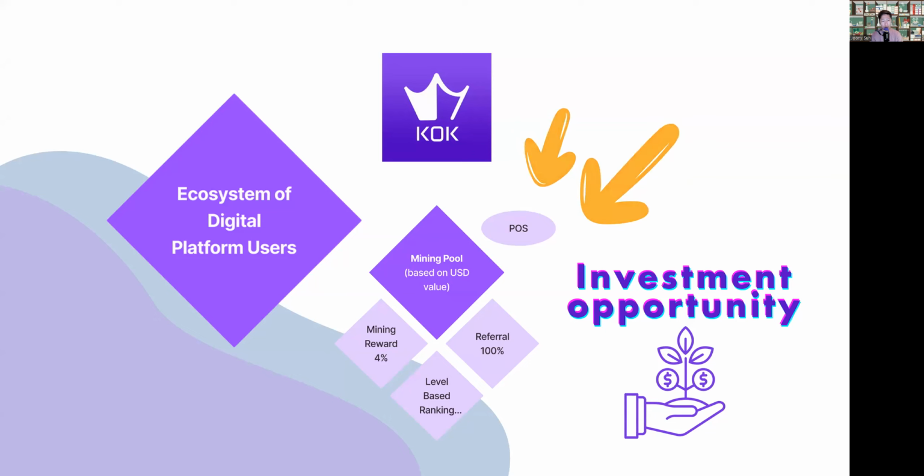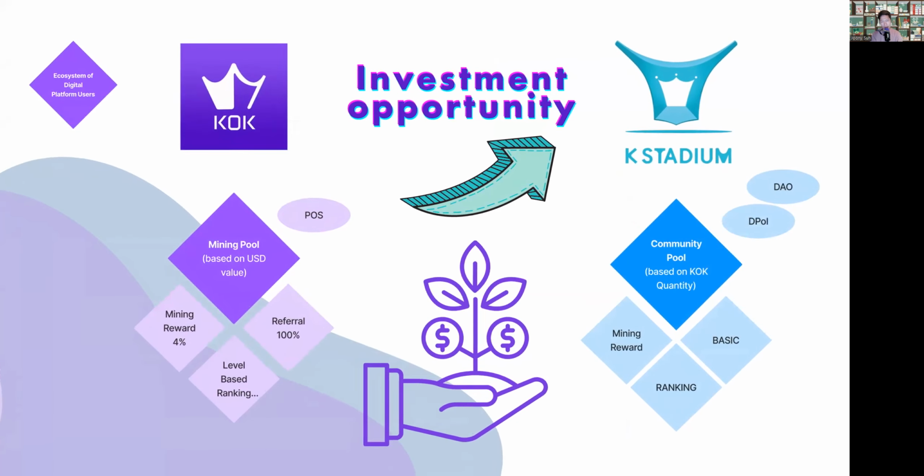But there was a time when this number was much higher, when, of course, in the beginning, the coin mining rate was higher, with referral rates of 100%. Now it's at 50%. And even at one point, there was a level-based ranking system, which is now gone. However, throughout the time, we have utilized this side as an investment opportunity. And to understand these big changes, especially to K Stadium, it is basically saying this investment opportunistic side of the KOK ecosystem is branching away mostly into K Stadium.